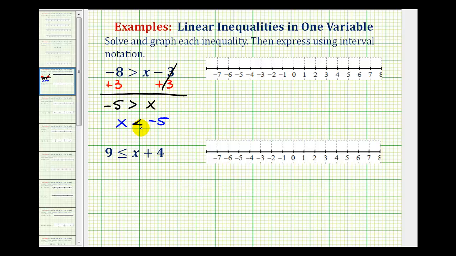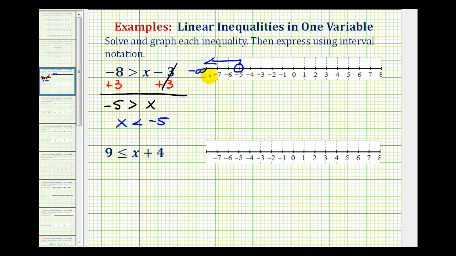So if we want to graph x is less than negative 5, notice that negative 5 would not satisfy this inequality, and therefore is not in the interval. So we have an open point on negative 5, and the numbers that are less than negative 5 are to the left. So this would be the graph of our solution. Notice as we move left, we would be approaching negative infinity. And recognizing this makes writing interval notation a lot easier.